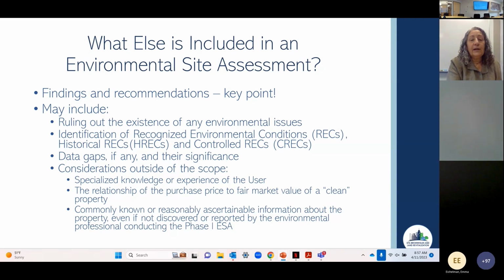Phase 1 should have both findings and recommendations. Many users of a phase 1, at least in the private sector, will often try to talk the consultant out of actually including recommendations. I strongly advise against that. You want to have the recommendations in the phase 1 document.